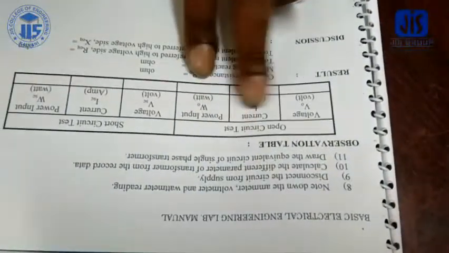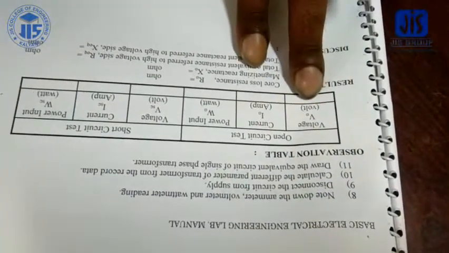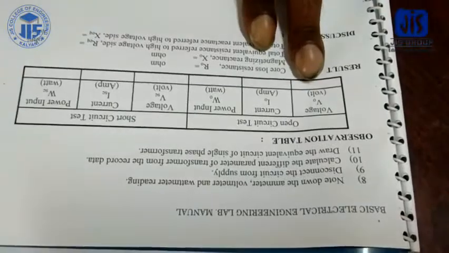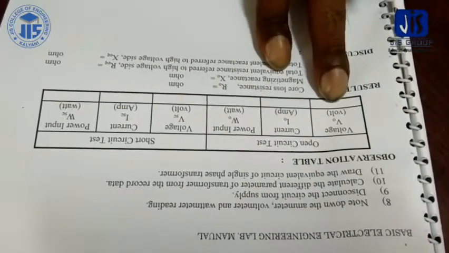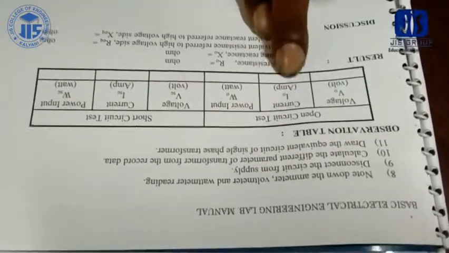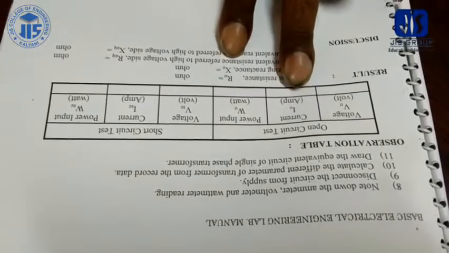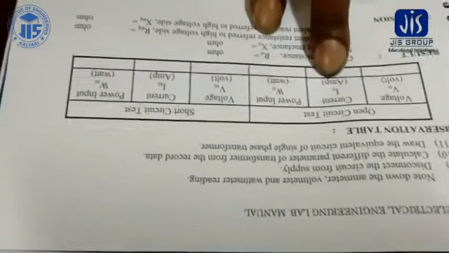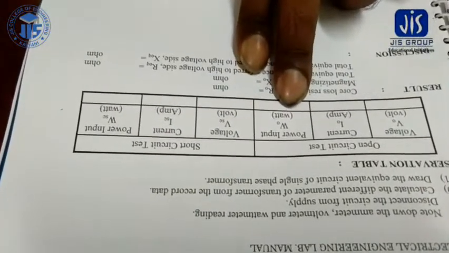This is the observation table, the open circuit test observation table. Now collect: applied voltage 110, note down here, and applied current 0.85 and power input 26. And the same process is followed for the short circuit test.